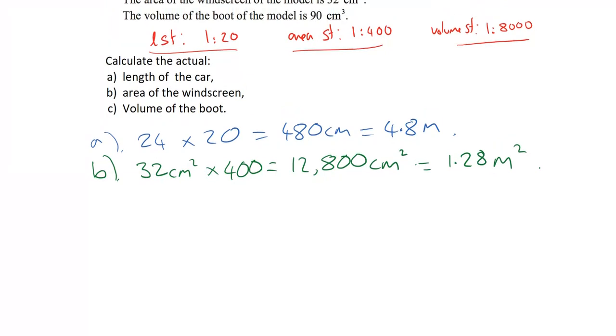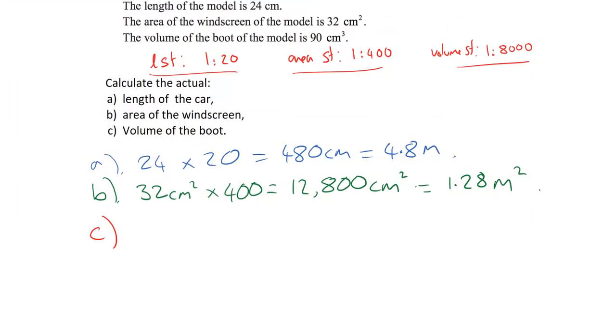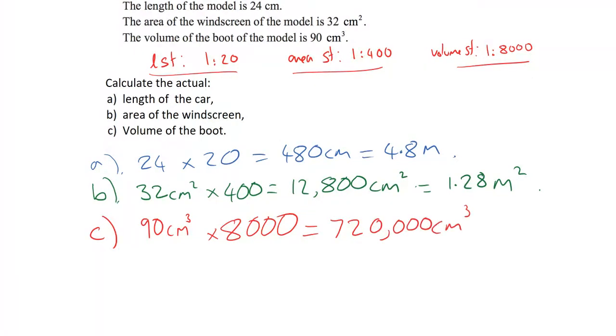Now, the volume. Volume is going to be tricky, but we can work this out. We'll come back to some diagrams in just a moment, but we've got that original volume of 90 centimeters cubed that's given to us in the question. We're going to multiply that by the volume scale factor, which was 8,000, and that is going to give us 720,000 centimeters cubed.